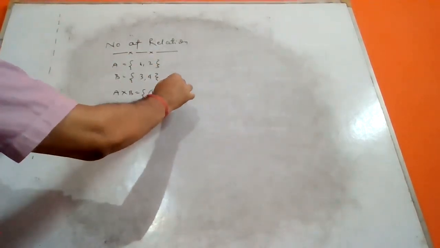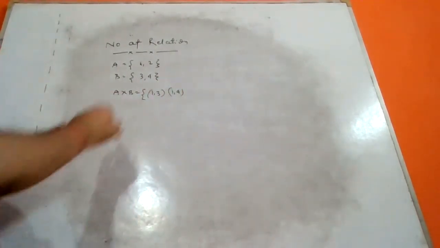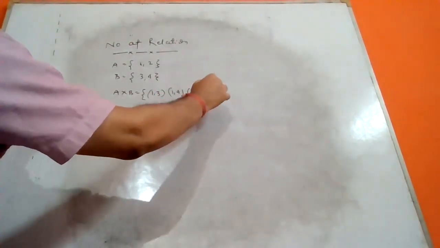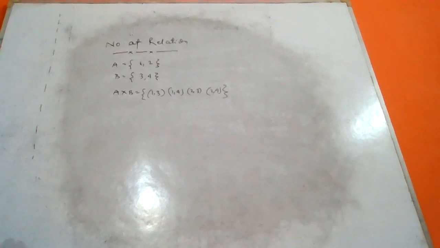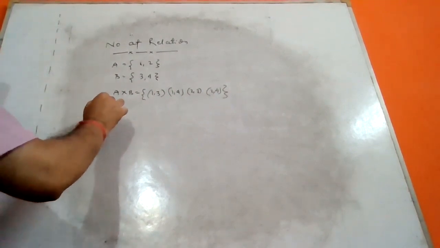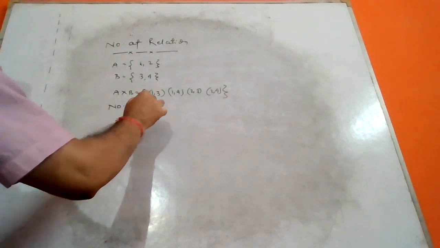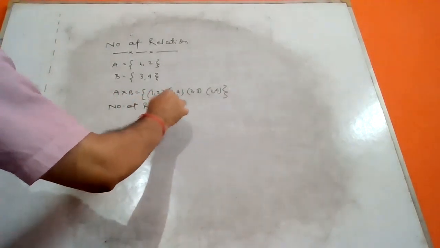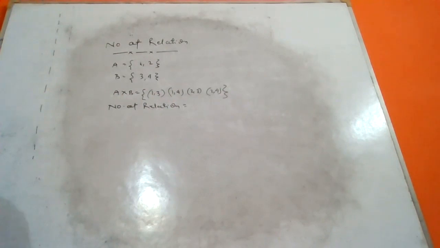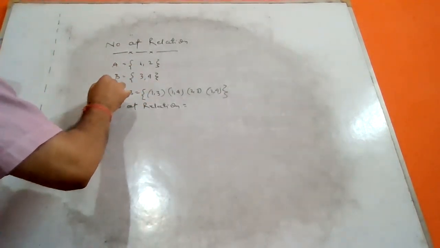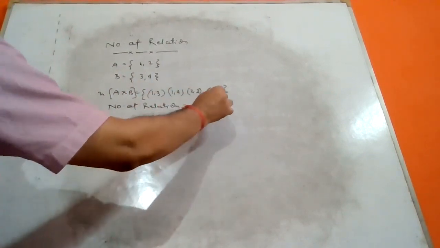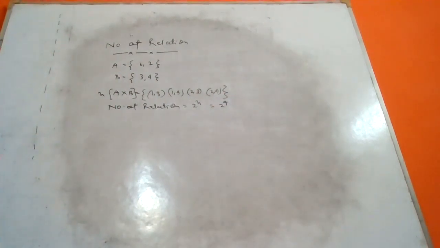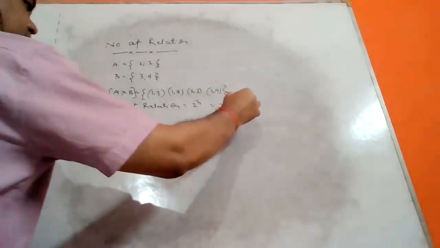A cross B is all the possible ordered pairs: (1, 3) and (1, 4), then (2, 3) and (2, 4). These are the possible ordered pairs from A to B. So the number of relations from A to B is 2 raised to the power n. What is n? n is 4, since 4 ordered pairs are there. So 2 raised to power 4. The answer is 16.